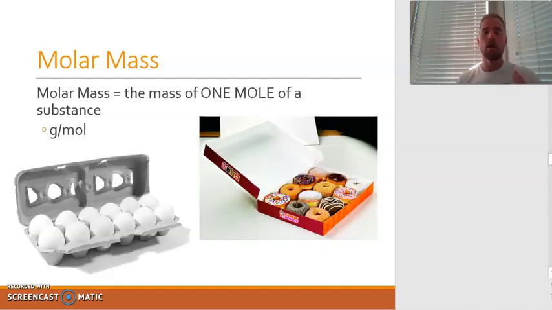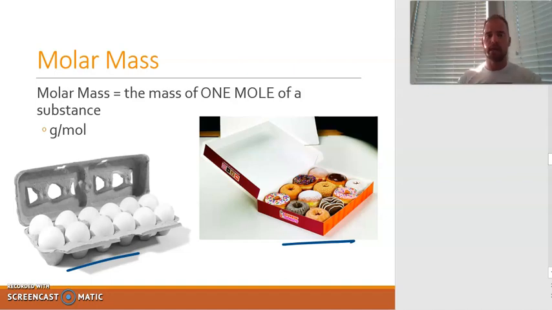Now remember, 1 mole is a unit of quantity, just like 1 dozen is a unit of quantity. If I said we had a dozen eggs and a dozen donuts, is the quantity the same? Yes, there is 12 in each. But is the mass the same? No, the mass would not be the same because they're different things.